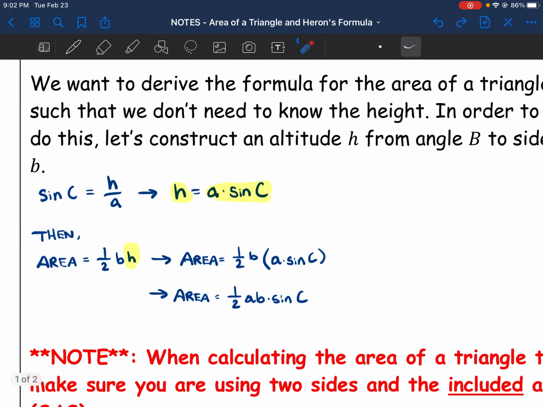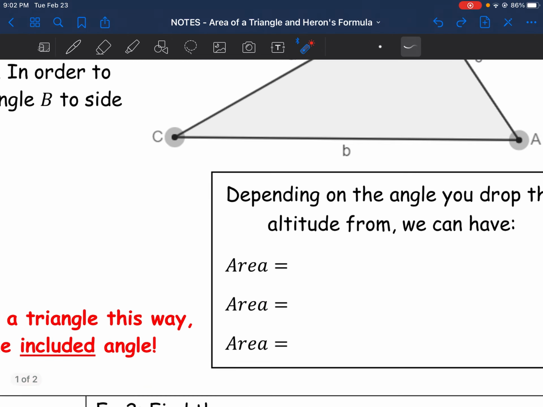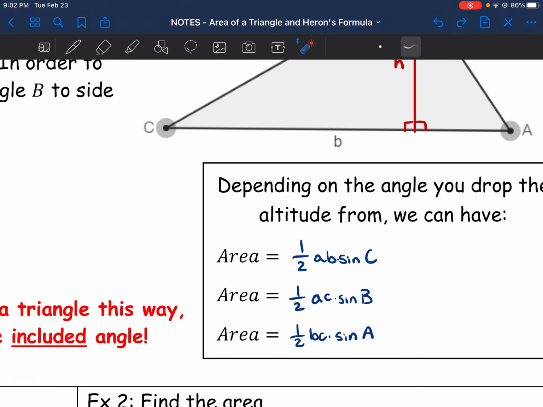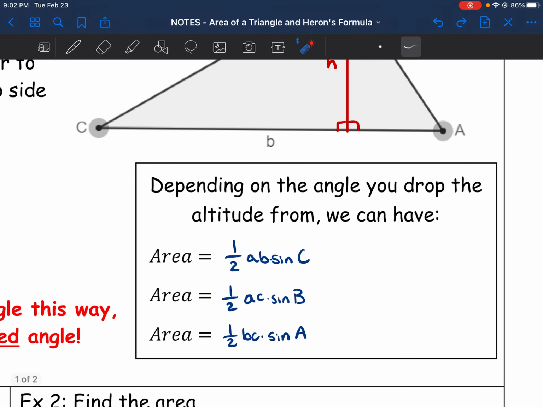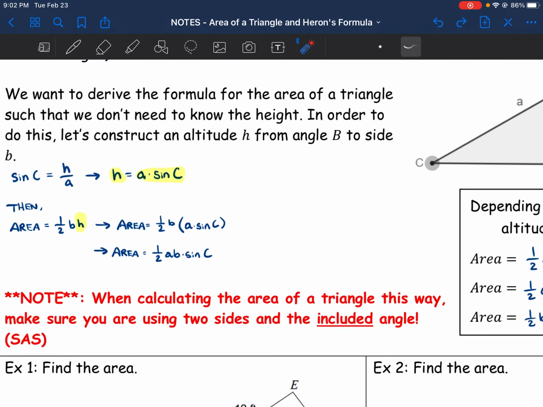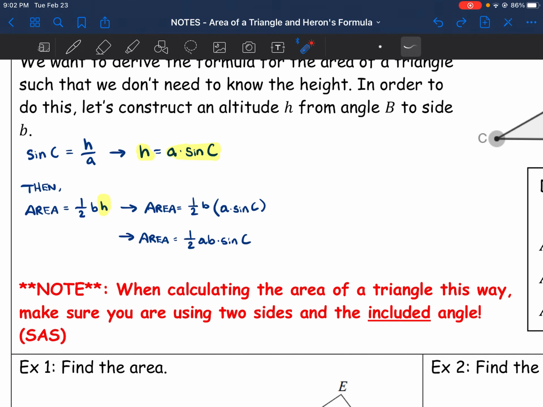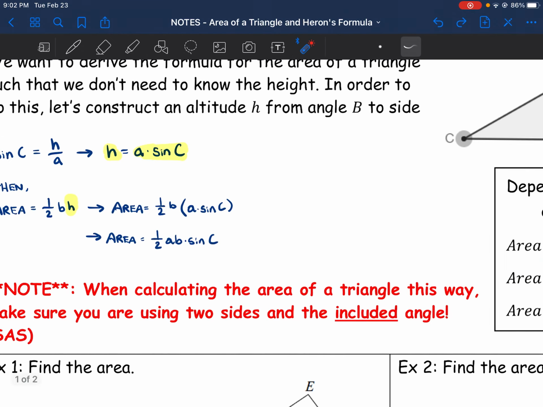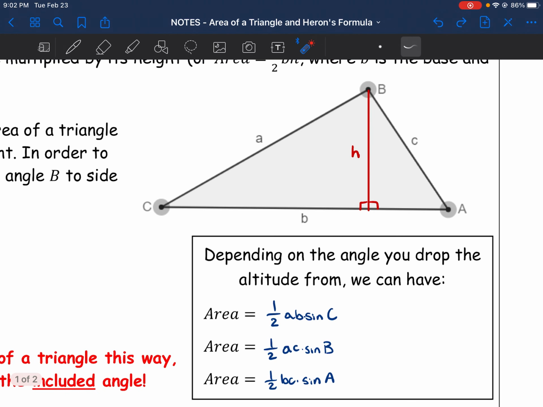And it turns out this is only one of 3 different area formulas. So we can actually have 1/2 AB times the sine of angle C, 1/2 AC times the sine of angle B, or 1/2 BC times the sine of angle A. And what it all actually boils down to, and I put a little red note here to try to make it stand out as much as possible, is that these are all actually side angle side pieces of information. So what that means is when we have a triangle and we know 2 sides and the included angle, we can always calculate the area of the triangle.